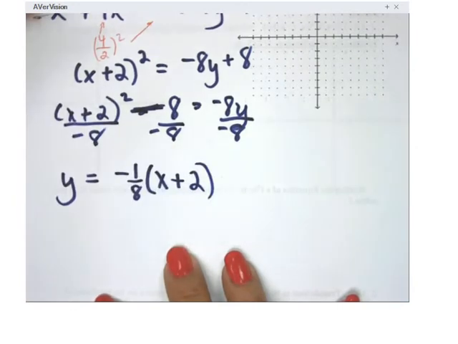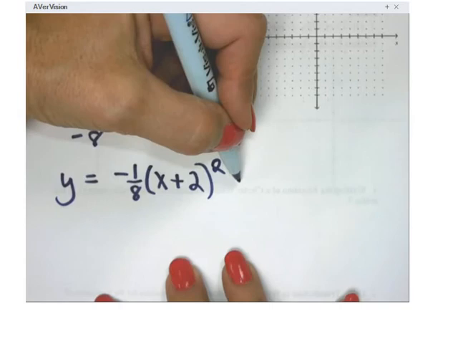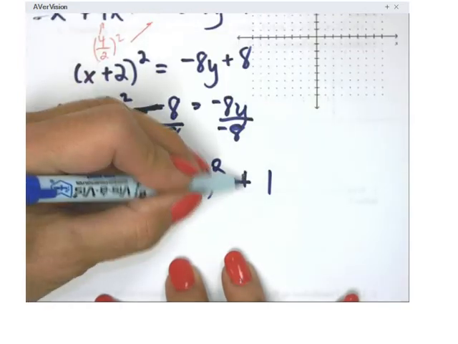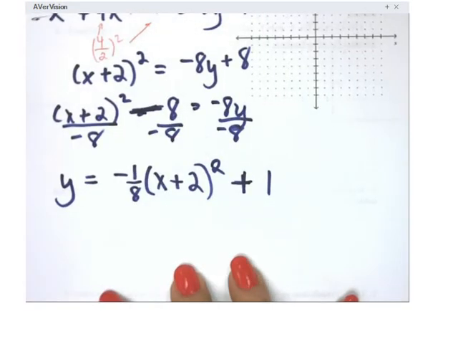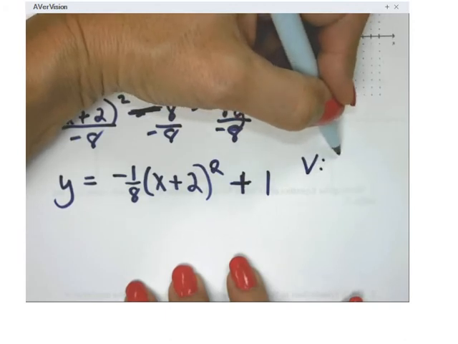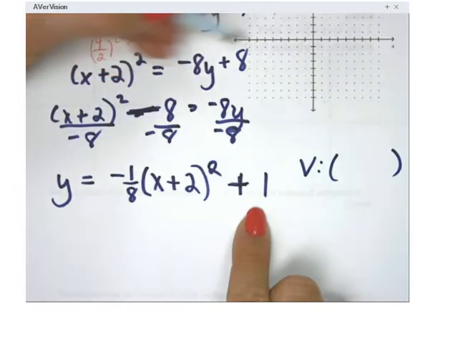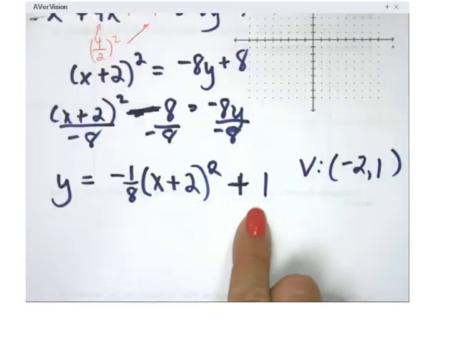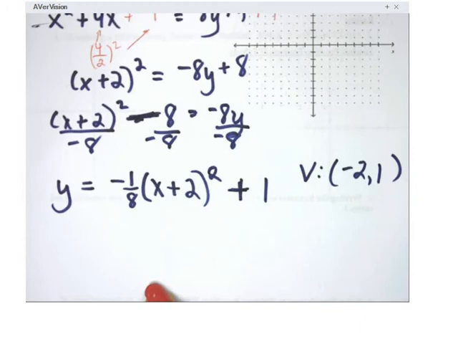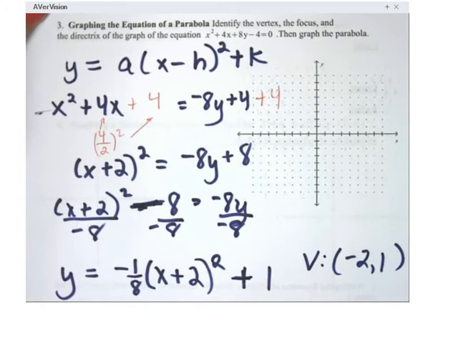Well, this is divided by negative 8. This is divided by negative 8. This is divided by negative 8. Now I'm going to put the y in front. So I have y is equal to, and instead of writing that as a numerator and a denominator, I'm going to put it as a single fraction, negative 1/8 times x plus 2 quantity squared. And then I have this negative 8, and negative 8 is going to become positive 1. So there's my vertex form.